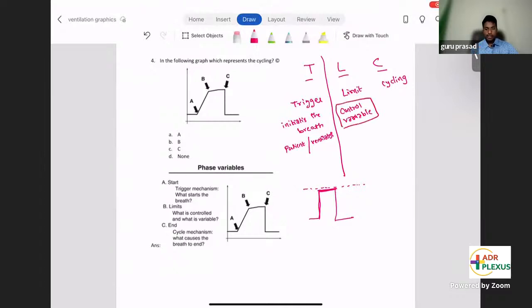So there are only two control variables. That is, it can be a pressure controlled ventilation or a volume controlled ventilation. So whenever they say pressure control ventilation or volume control ventilation, you should know which is the limiting variable, whether it is the pressure that is limiting or the volume that is limiting. Next important thing is cycling. What is cycling? Cycling is the factor which will switch the ventilation from inspiration to expiration. So whenever you want the ventilator to stop inspiration and begin expiration, that is called cycling. Now we will know what are the triggers, what is the limit, and what are the various cyclings that are available.